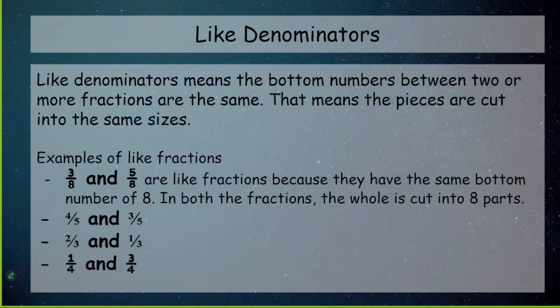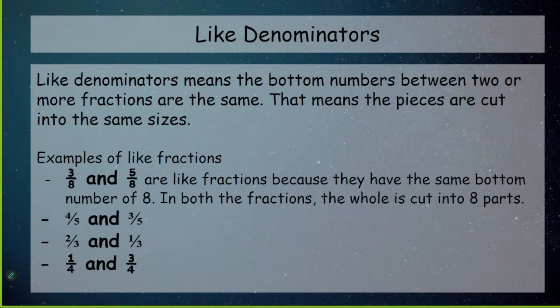Here are some examples of like fractions. 3/8 and 5/8 are like fractions because they have the same bottom, and the bottom number is 8. For both fractions, because the bottom number is 8, that means that they have like denominators and they're like fractions.